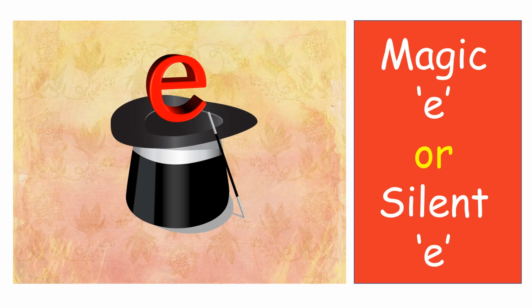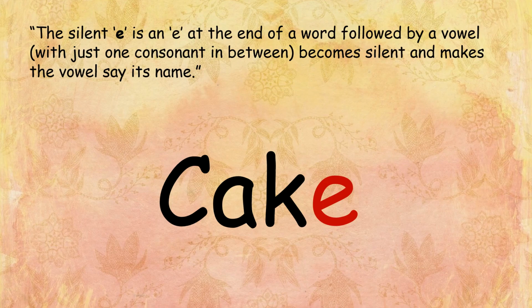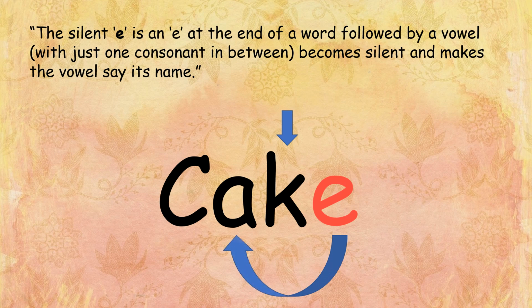Silent E is also known as magic E. Let's see what is a silent E. The silent E is an E at the end of a word followed by a vowel with just one consonant in between, becomes silent and makes the vowel say its name. A, k, ache, cake.